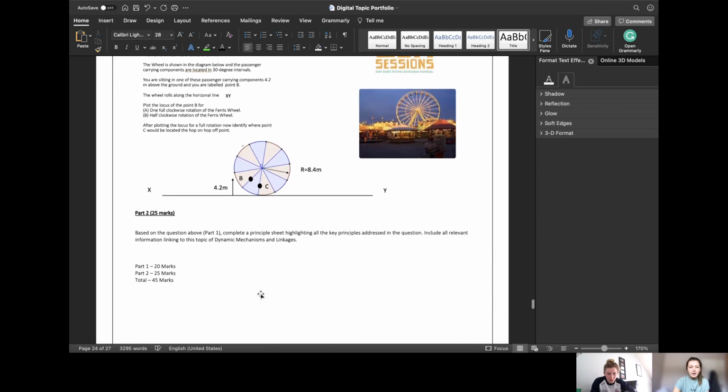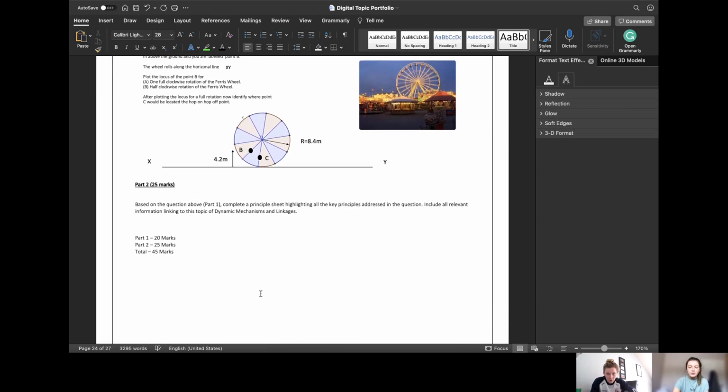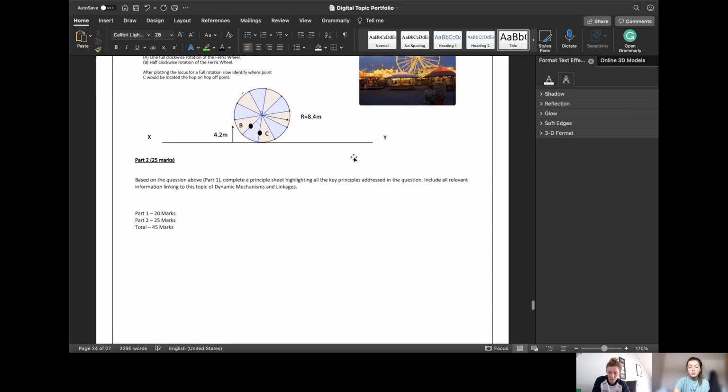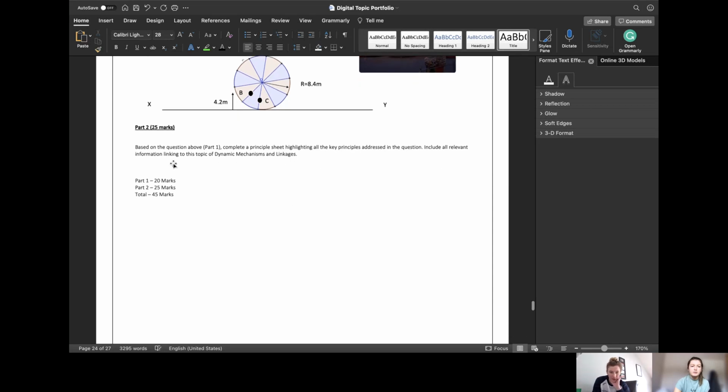Then part 2 is 25 marks. I incorporated a principle sheet to address mixed ability. The first part of the question would be more ordinary level, and the second part would be higher level. Based on the question above, complete a principle sheet highlighting all the principles addressed in the question. Include all relevant information linking to this topic of dynamic mechanisms and linkages. Using sketches and notes, we'll try and create a visually appealing principle sheet to show what this question itself addresses. As you can see here, part 1 is 20 marks, part 2 is 25 marks, and then a total of 45 marks for the whole question.